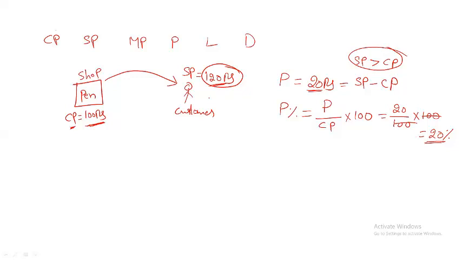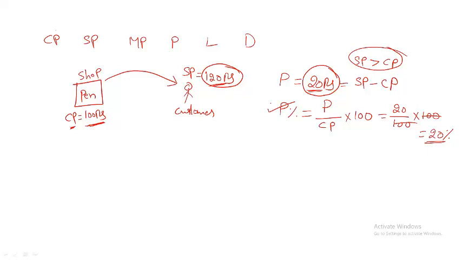Be very careful here: the amount we got is not the same as the percentage. Profit in terms of rupees is 20 rupees. Profit in terms of percentage is calculated by using this formula. Just try to understand these formulas. So here we have seen what is meant by cost price, selling price, and profit percentage.